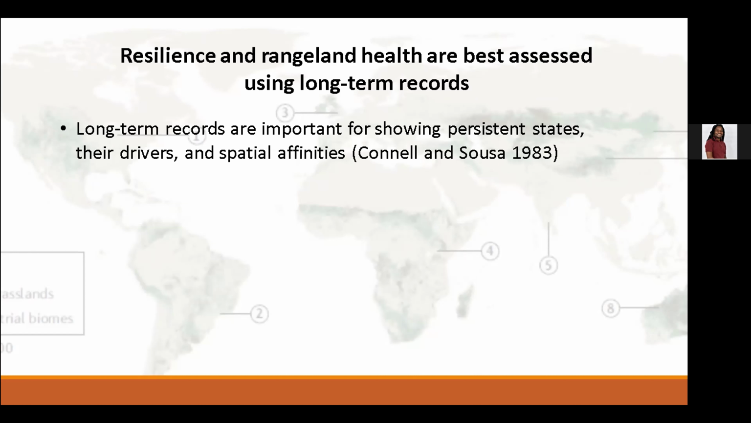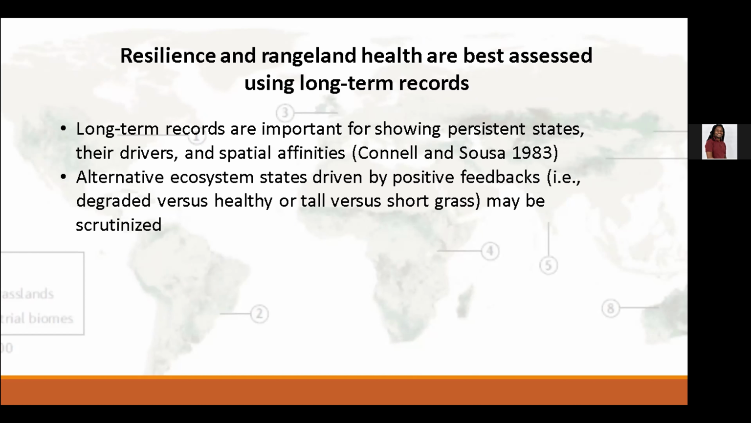One of the ways that we can start probing resilience and ecosystem health is to look at long-term records, because long-term records have three properties. One, they are long enough to pick up persistent ecosystem states, and we can find out what drives those ecosystem states. At the same time, we can know where these states are happening in terms of the spatial aspects.